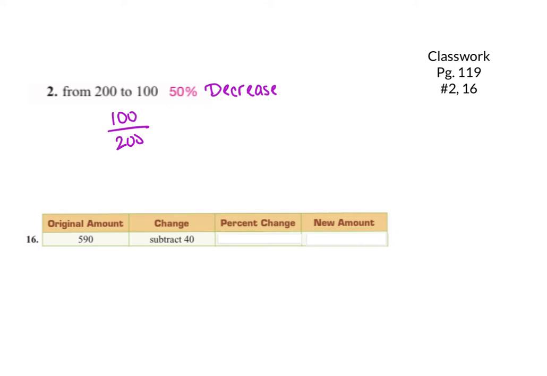For the next one, they told you how much it changed. How much did it change? 40, right? My original amount was 590. You should have gotten that that was a 6.8% decrease. So when you rounded it to 3 decimal places, you should have gotten 0.068, which is 6.8%. And they also asked for the new amount, which should have been 550. You literally just had to subtract the 40 if you wanted the new amount. All right.